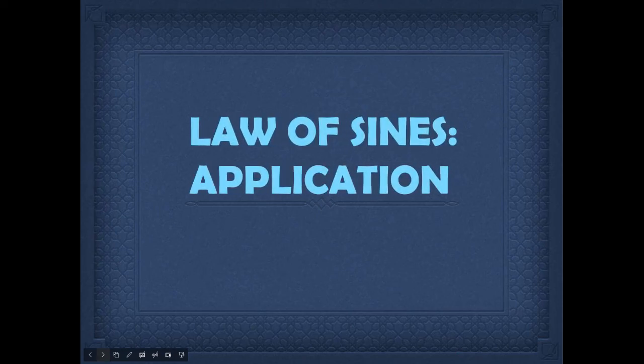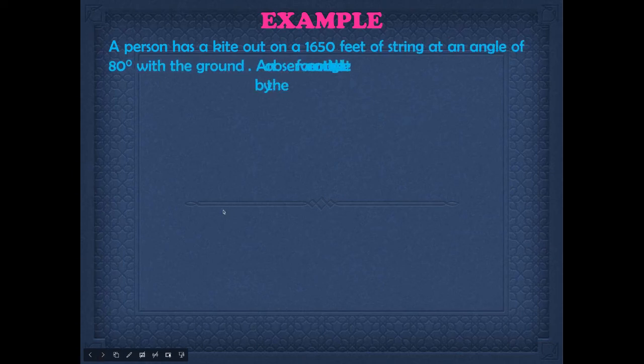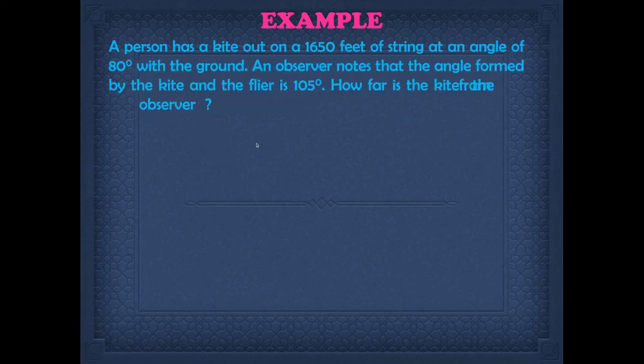Now let's have an example of the application of this law of sines. So we have this problem. A person has a kite out on 1,650 feet of string at an angle of 80 degrees with the ground. An observer notes that the angle formed by the kite and the flyer is 105 degrees. Now, how far is the kite from the observer?